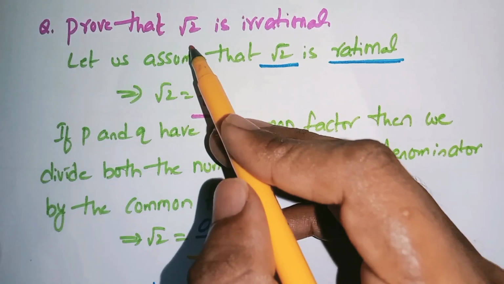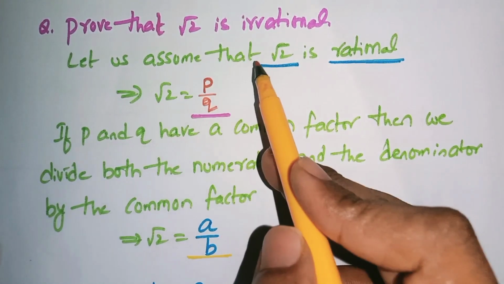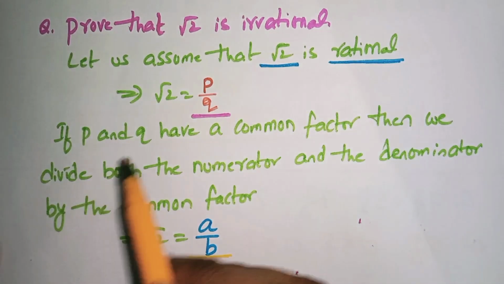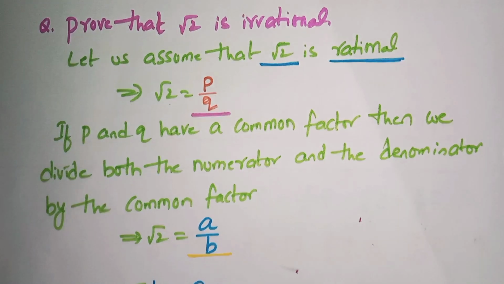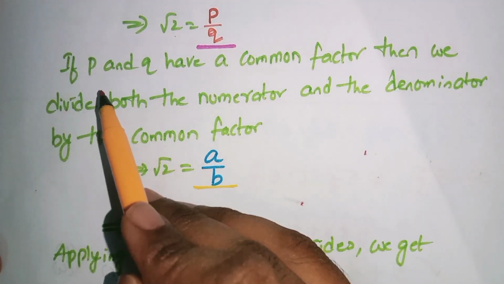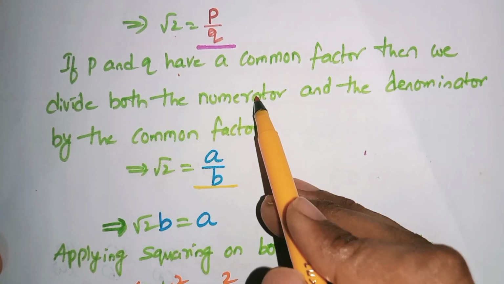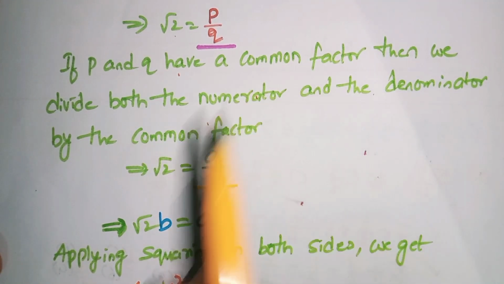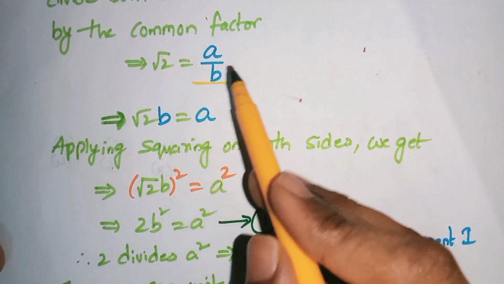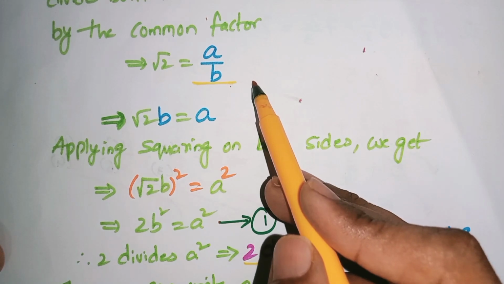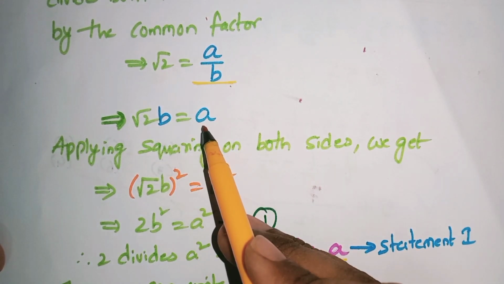Let us prove root 2 is irrational. Now let us assume that root 2 is rational. That implies we can express root 2 as P by Q. If P and Q have a common factor, then we must divide both the numerator and the denominator by the common factor. That is root 2 equal to A by B, where A and B are coprime. Now rearranging the terms as root 2 into B equal to A.